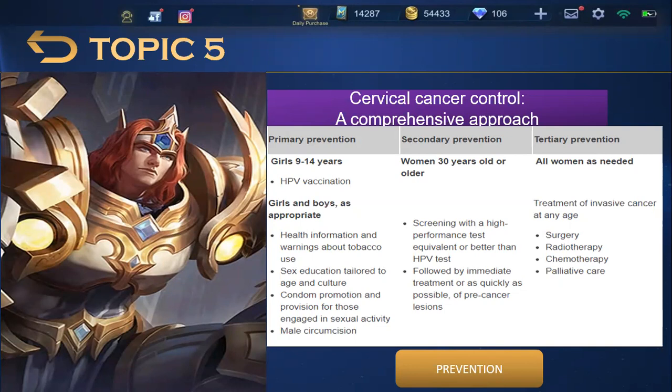For secondary prevention, women 30 years old or older should have screening with a high-performance test equivalent to or better than the HPV test, followed by immediate treatment as quickly as possible of precancer lesions. Lastly, for tertiary prevention, all women as needed, treatment of invasive cancer at any age: surgery, radiotherapy, chemotherapy, and palliative care.